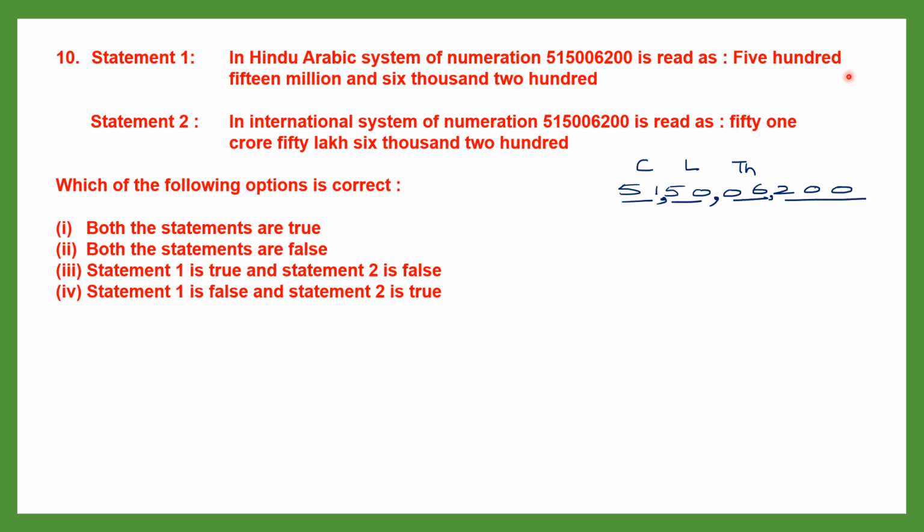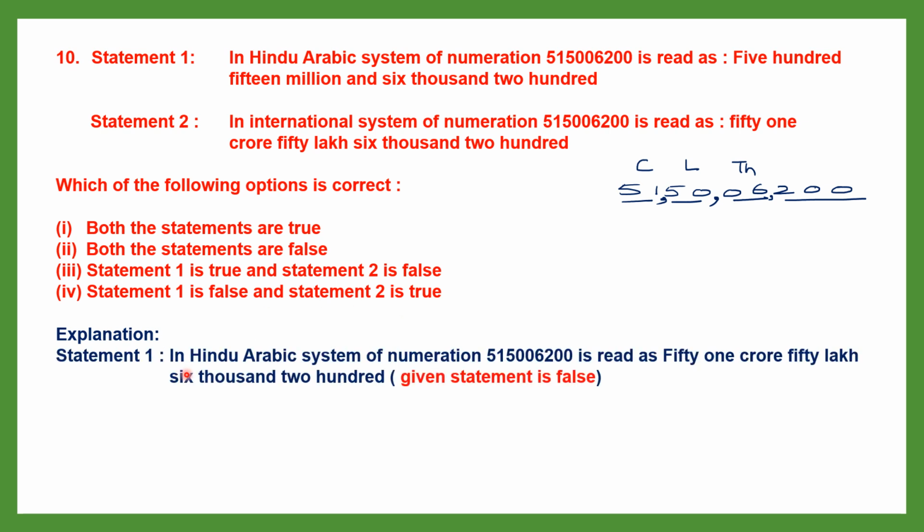But the statement tells us something else. That means statement 1 is false. So let's write our answer. Statement 1: in the Hindu-Arabic system of numeration, we read this as 51 crore 50 lakh 6,200. So that is how it is read. So statement 1 is false according to this.